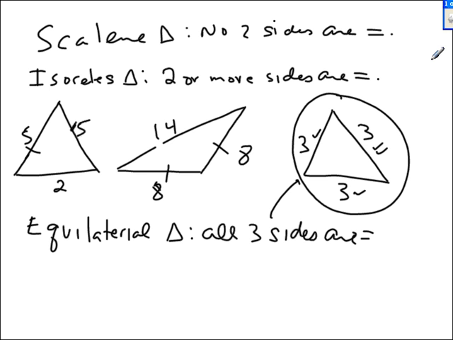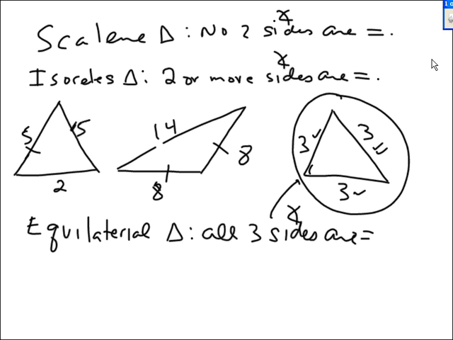Okay, so scalene is when no two sides are equal. Isosceles is when two or more sides are equal. Equilateral is only when all three sides are equal. Now, I want to go back and change one word. Instead of sides, you can have angles.